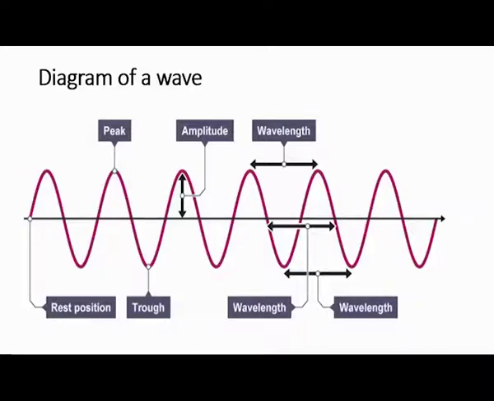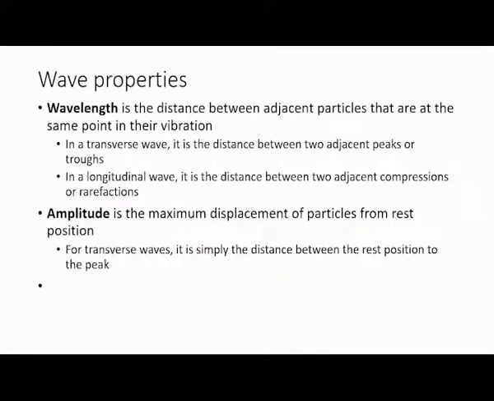The amplitude is the maximum distance from the resting position to the highest point in a wave, or from the resting position to the lowest point in the wave. Then you move to the next slide. These are just defining different wave properties like amplitude and wavelength.